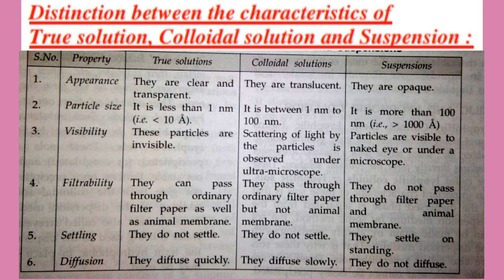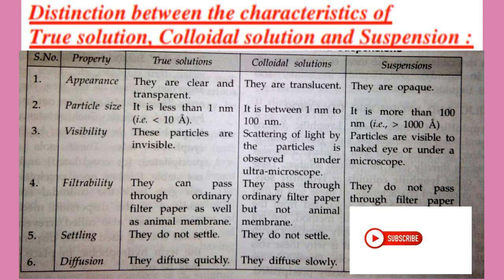The third point is about the visibility. As the particle size in case of true solution is less than 1 nanometer, these particles are invisible to the naked eye. But what about in case of colloidal solution? In case of colloidal solution, scattering of light by the particles present in that colloidal solutions is observed under ultramicroscope as their particle size is in between 1 nanometer to 100 nanometer. Clear? What about in case of suspension? In case of suspension, as the particle size is more than 100 nanometer, the particles are visible to the naked eye or under a microscope.